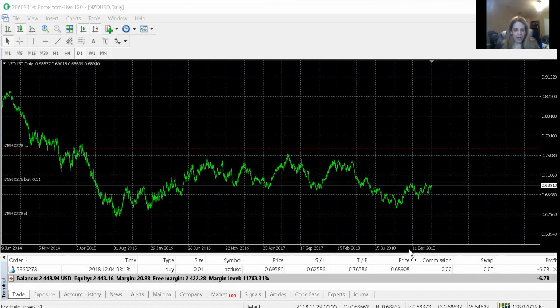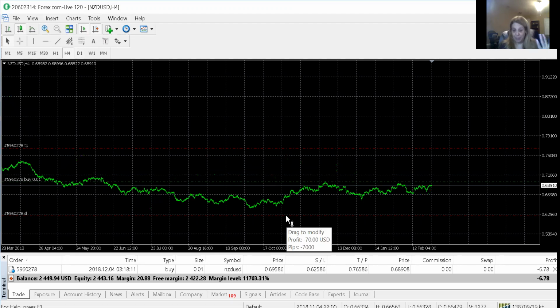My entry price on this one is 0.69586. My stop loss is 0.62586. And my take profit is 0.76586. I'm going to drop down to the 4-hour time chart so you can see what my stop loss and take profit is. It's at 7,000 pips, $70 for my stop loss, and it's a negative.